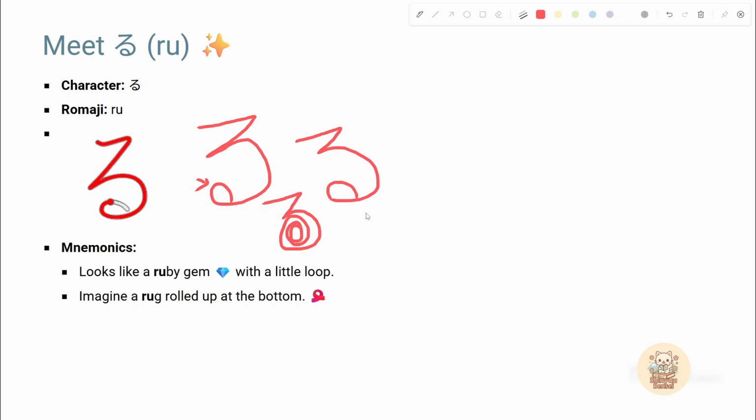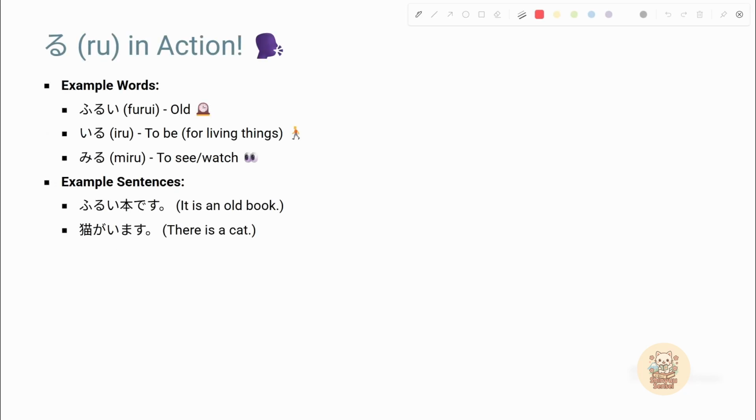So if I do this, this looks like ru character. So ru is a very interesting character to write, and the mnemonics are very easy too. Some example words are furui, old; iru, to be, for living things, human, animals, like this; miru, to see or watch. Let's practice some example sentences.